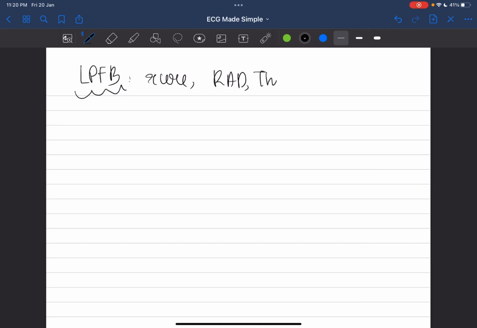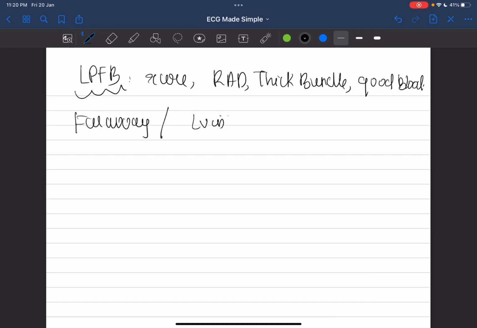Why? Because it's a thick bundle. It has got good blood supply, and is far away from the right bundle branch. So RBB plus LPFB is a very unusual combination, and LPFB is present in the LV inflow, so it is not sensitive to pressure. It is not exposed to significant pressure changes. So this is a rare finding, left posterior fascicular block.